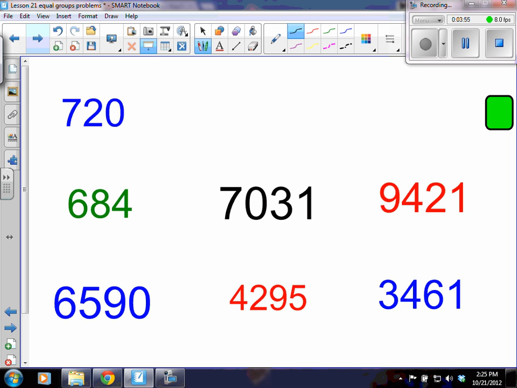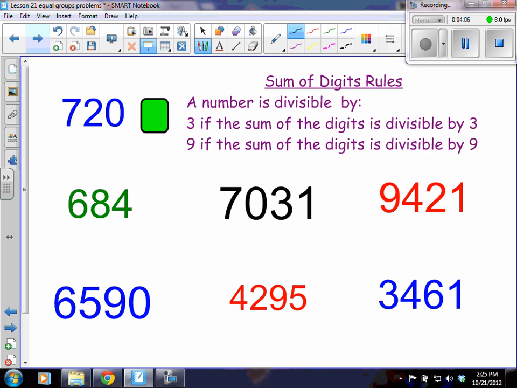Hopefully you've taken the time and did those 3 sample problems right there, just to get a quick review of that. The second rule that we're going to look at when it comes to divisibility is known as the sum of digits rule. What we're going to do is add up all our digits, and this is going to give us clues to see if a number is divisible by 3 or by 9.